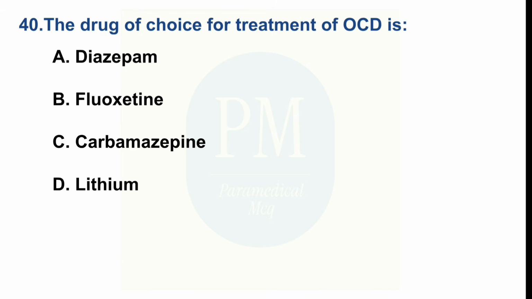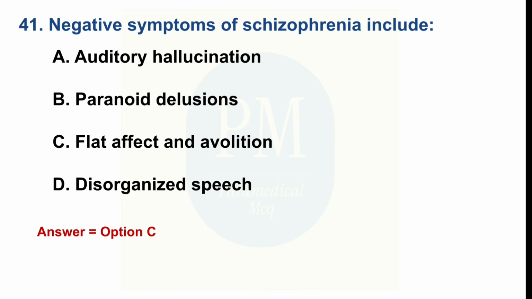The drug of choice for treatment of OCD is option A, diazepam, option B, fluoxetine, option C, carbamazepine, option D, lithium. The correct option is option B, fluoxetine. Negative symptoms of schizophrenia include option A, auditory hallucination, option B, paranoid delusions, option C, flat affect and avolition, option D, disorganized speech. The correct option is option C, flat affect and avolition.